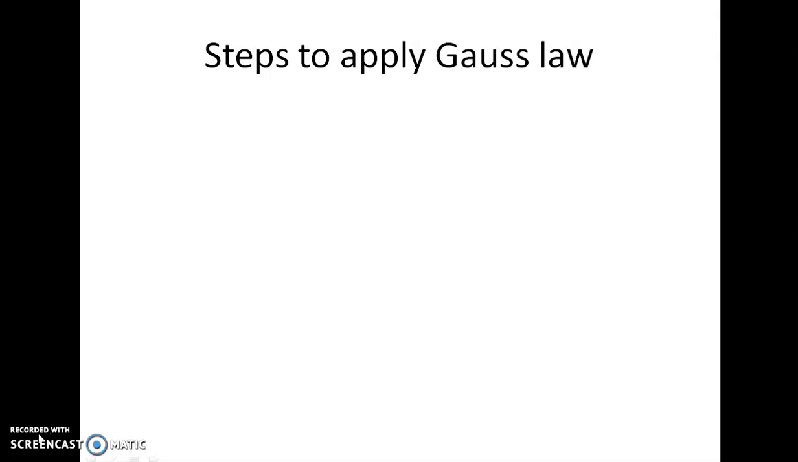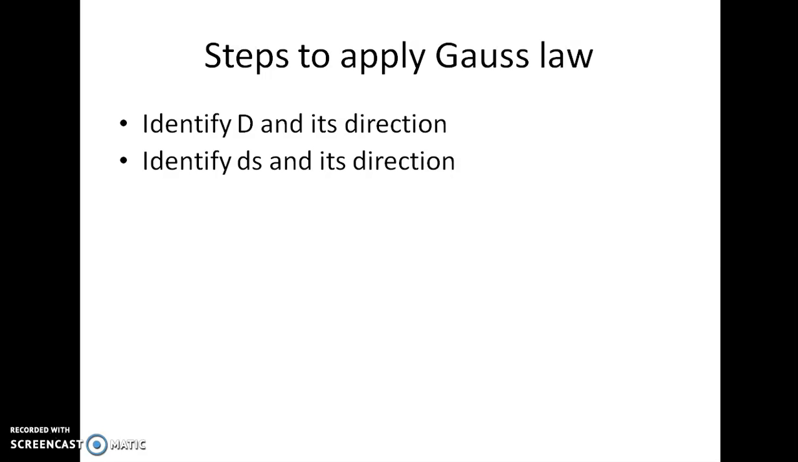First step, we will identify D and the direction of D. Second step is to identify the surface area, that is the elemental surface area dS, and its direction. Third step, we have to obtain D dot dS, because Gauss law says Q is equal to the surface integration of D dot dS. To obtain Q, we need to know D dot dS. So obtain the dot product between D and dS.